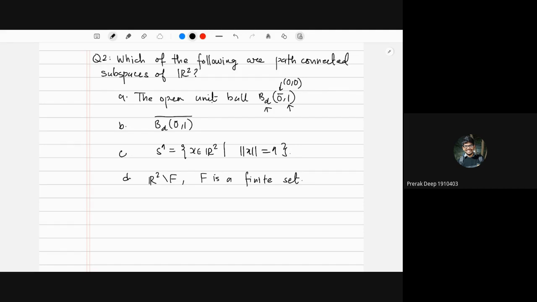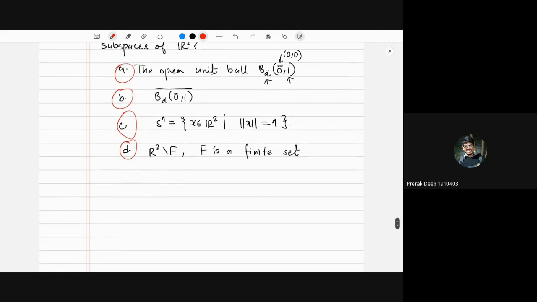So this time you guys have guessed correctly. A, B, C are the right answers, and even D is also correct. So all of the options are path connected spaces. I will not thoroughly prove this, but I will give you hints to fill in the details.